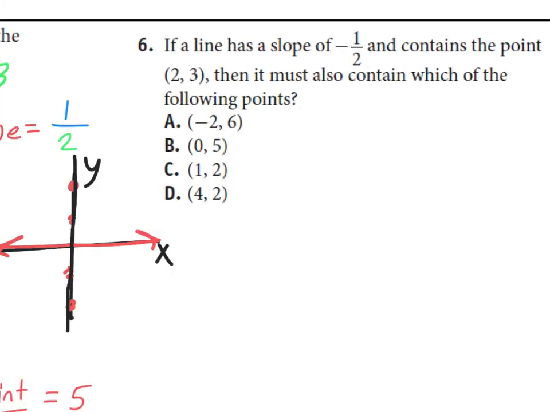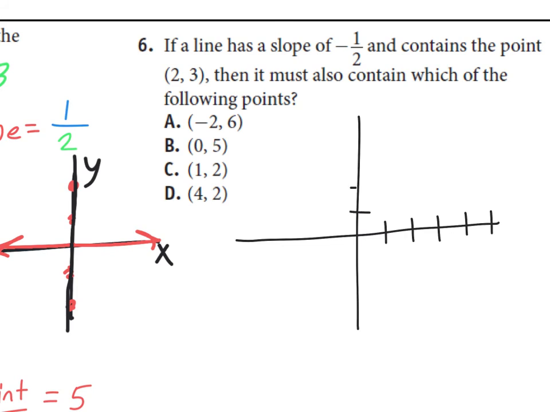Number 6, if a line has a slope of negative 1/2 and contains the point (2, 3), then it must also contain which point? So let's make a little sketch. And I'm just going to make a grid, x and y axis here. I'm going to go 5 in each direction just so I can visualize this. We'll get into using graph paper later, but just as a quick sketch.